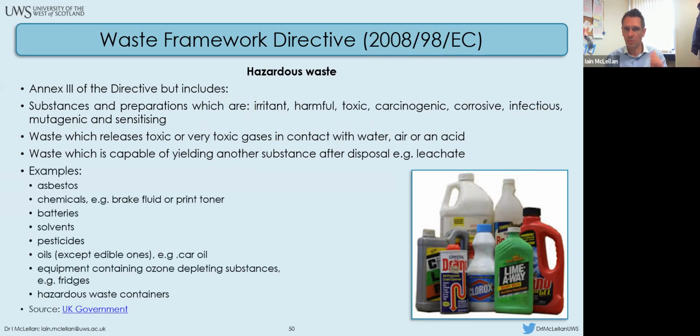Now, asbestos, remember, for asbestos, you need your own specialist contractors to deal with that. But printer toner, batteries, solvents, pesticide, oils, ozone depleting substances, and hazardous waste containers. Now, if you've got a porta cabin that's used as a canteen, you're going to have a fridge. If there's a wee TV in there, you're going to have a battery for the remote control. You're going to produce food waste. If you've got generators on site, there's going to be oils produced, perhaps.